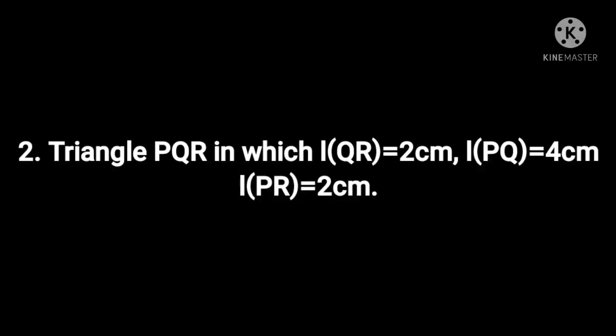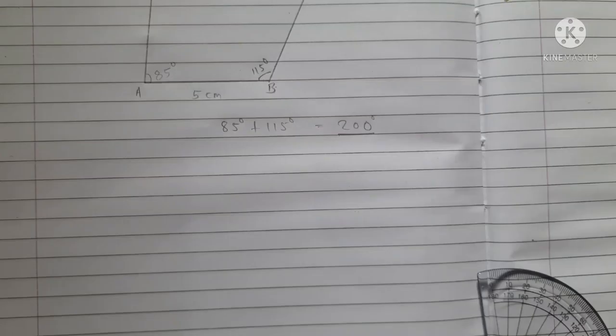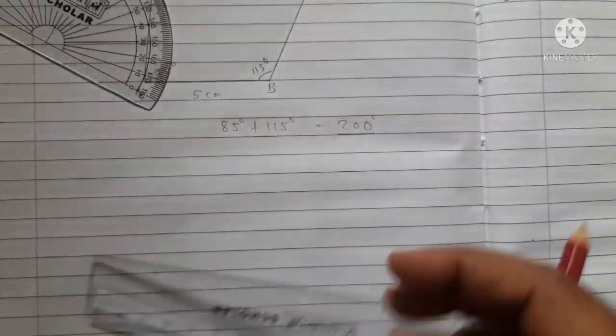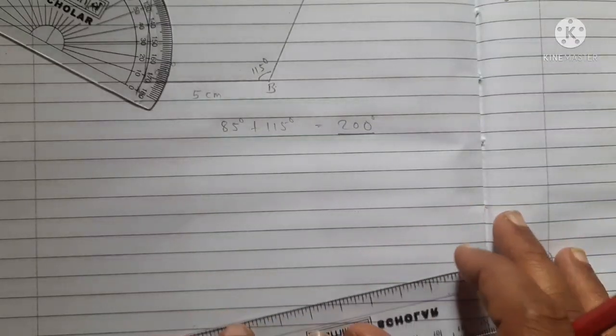Draw the triangle PQR in which the length of QR is 2 cm, the length of PQ is 4 cm and the length of PR is 2 cm. Draw the triangle on this data. The second activity is PQR in which QR is 2 cm. Here draw QR first.